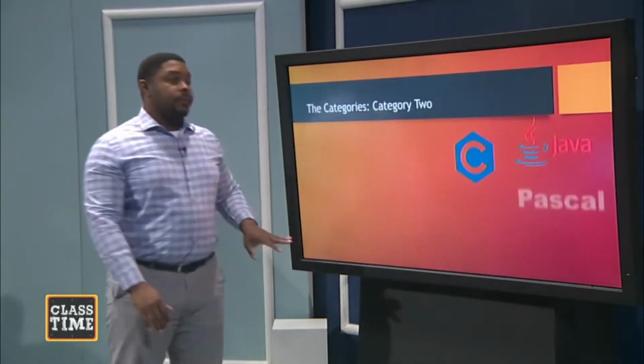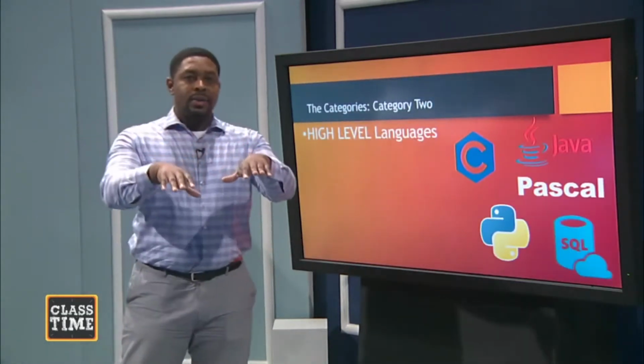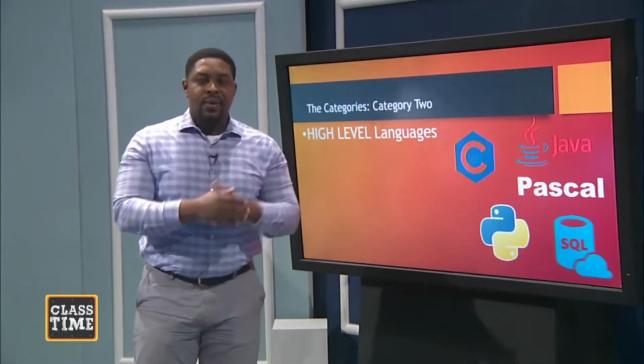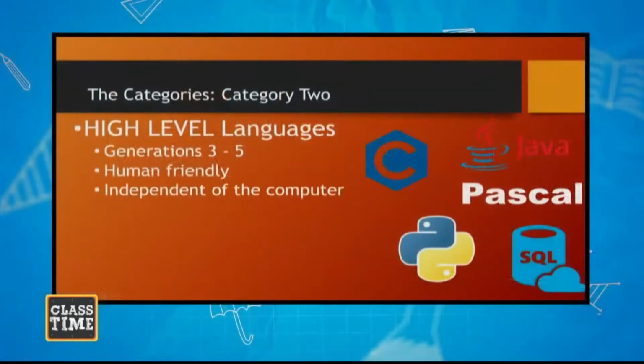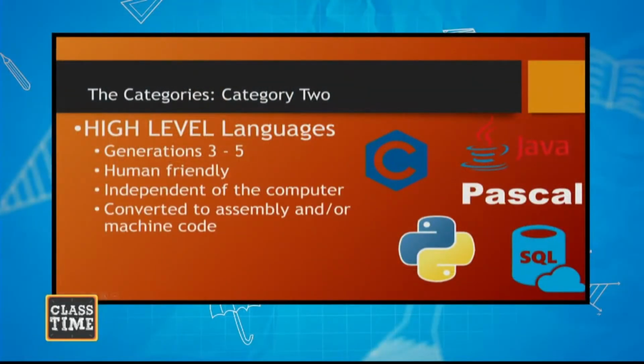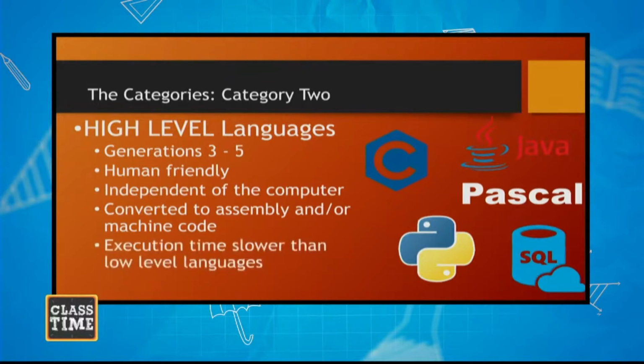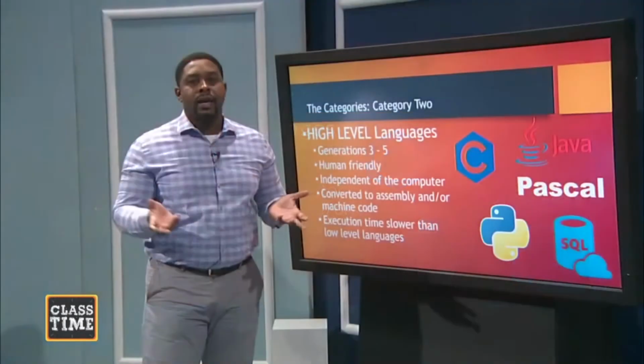All right? So that made us move on to the second category, which are basically high-level languages. And these high-level languages span generations 3 to 5. And as you can already guess, they are a little bit more human-friendly, because some of us are still having problems with Pascal. They are machine-independent, meaning that if you have a programming language on a Mac or on Android, they tend to be the same kind of language.